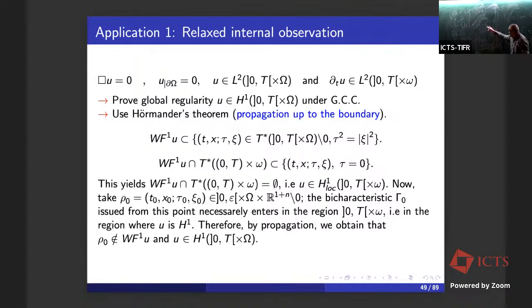And these two characteristic sets don't intersect. They intersect exactly on the null section. So the intersection is empty. So we are sure that over omega, your solution is H1. That's sure. And now, over your H1 here, by GCC, you know that every bicharacteristic curve will enter in this set before the time t. So there, it will take the H1 regularity and come everywhere on omega. So the solution will be H1. You start with an L2 solution, and by propagation, you get the H1 solution.